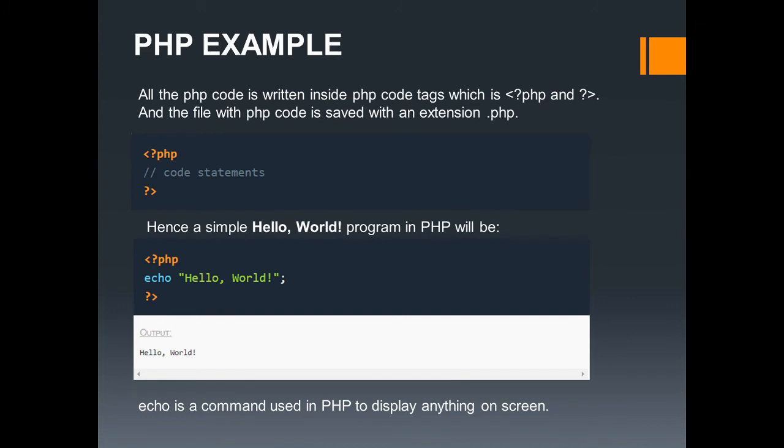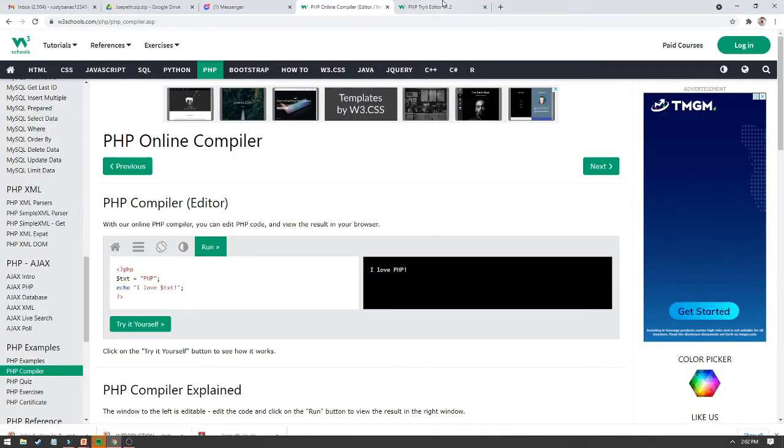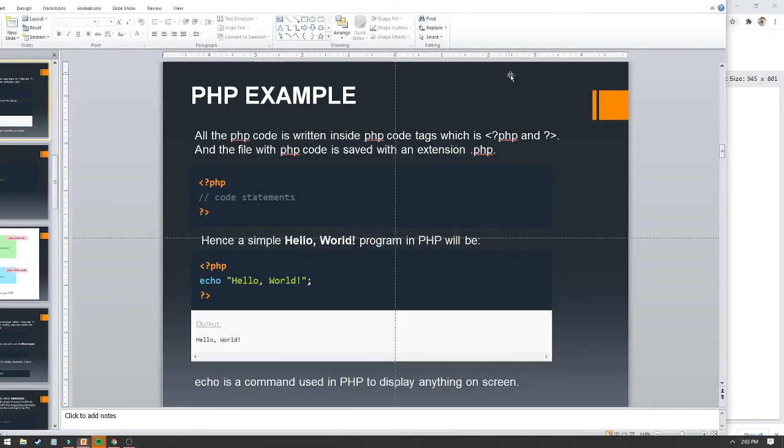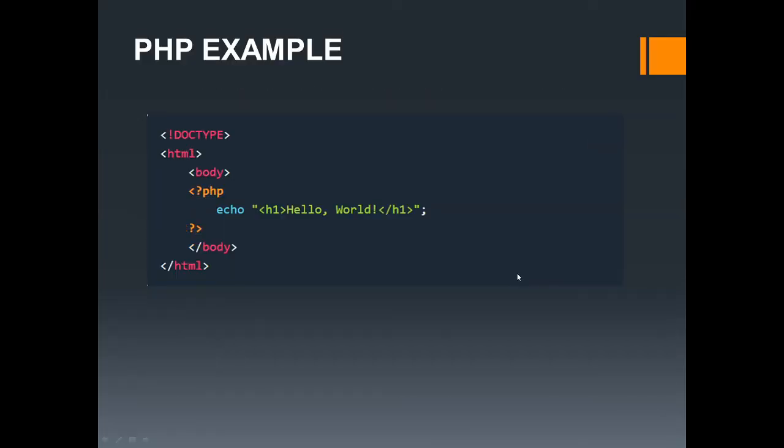So, this is an example of PHP code. Let's go to example one. Text, web system subject, echo, I love, and then it calls text. If we run it, we'll use an online compiler, because I don't have a PHP compiler installed. So what does it show? I love web system subject. So, let's proceed. Next example, echo.